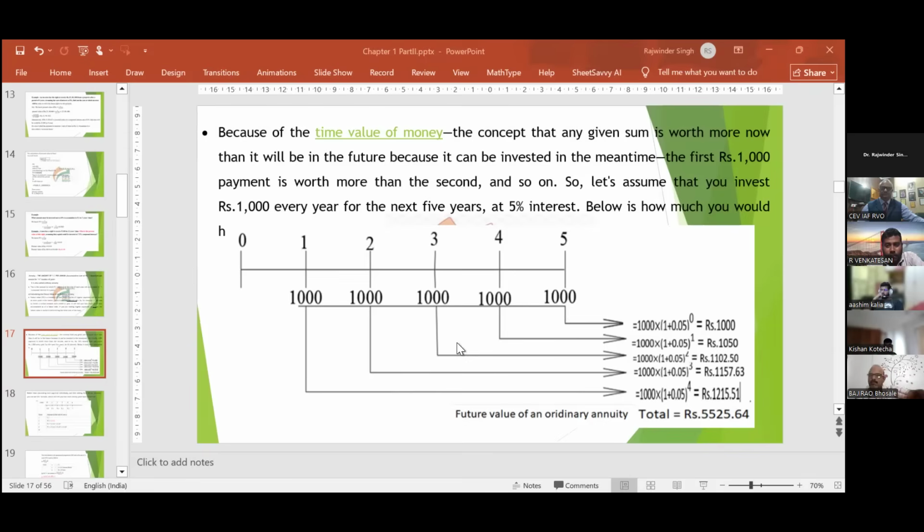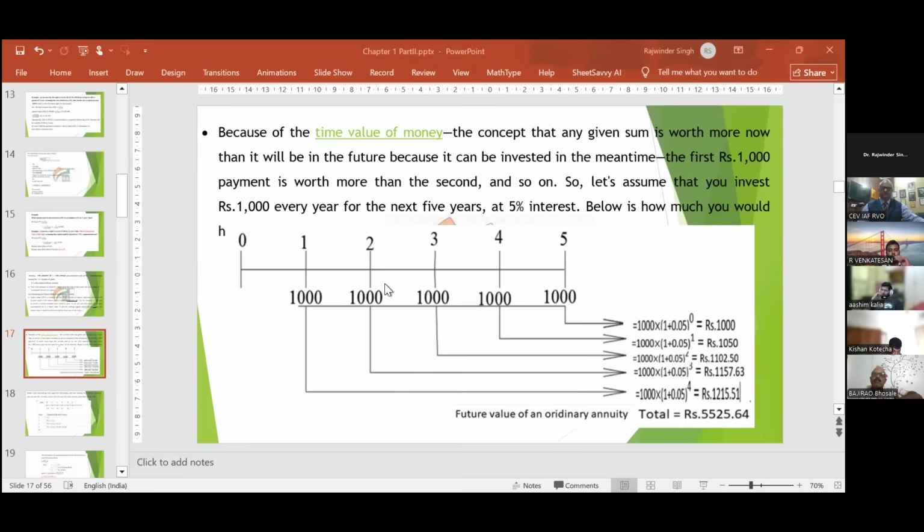So next, in the future value, you have deposited 1,000 rupees one time. So let us suppose you have deposited 1,000 rupees for 5 years. You have been depositing rupees 1,000 every year in the bank. See here, you are depositing as an ordinary annuity.